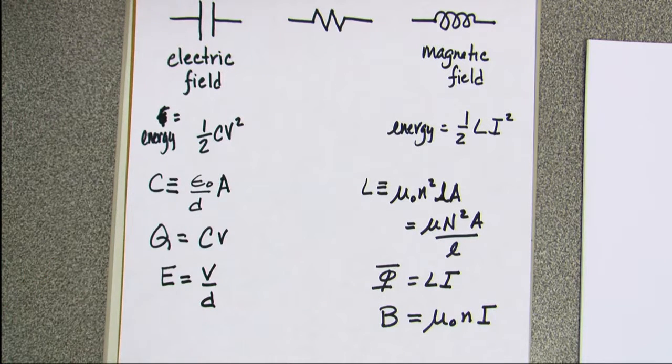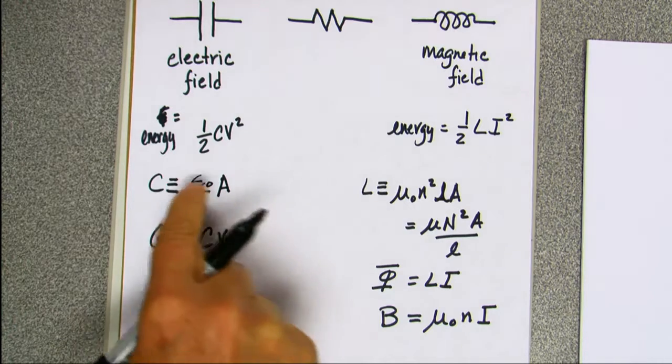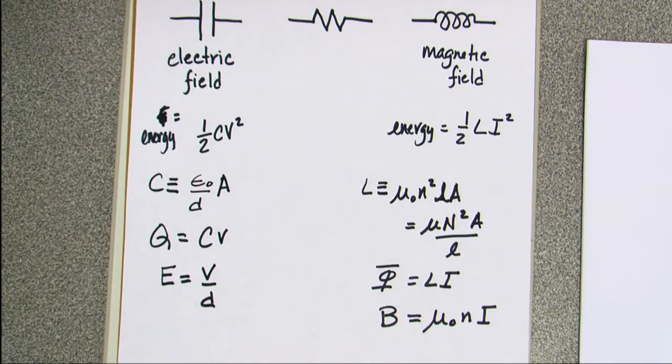So the text has a really good table that talks about what we've seen between the two different devices that we have.